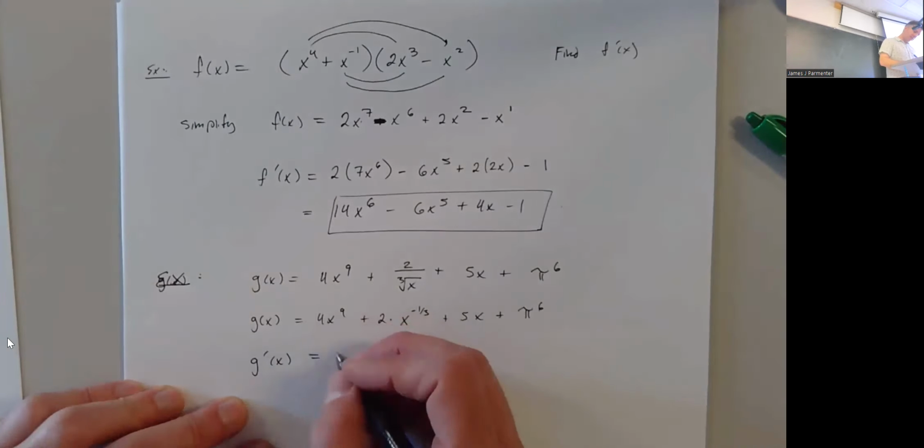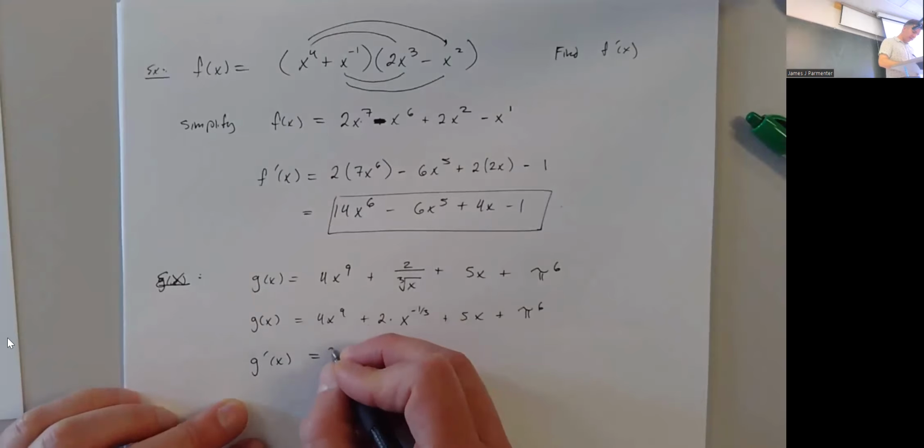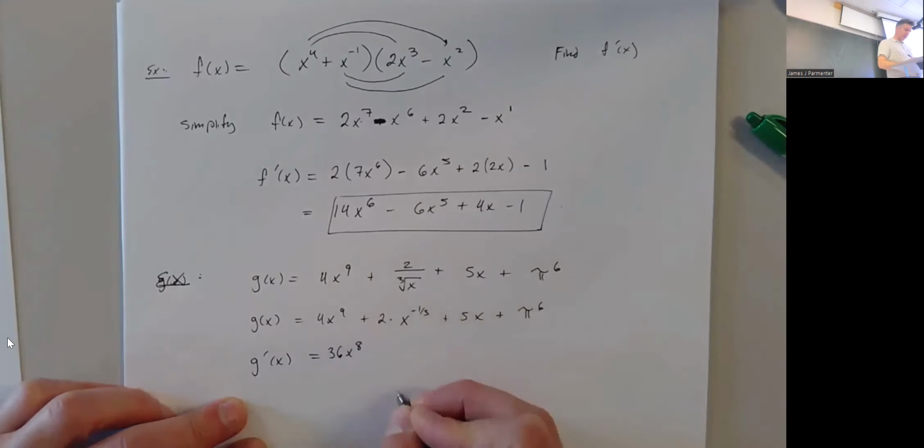Okay, so derivative of 4x to the 9th is 36x to the 8th.